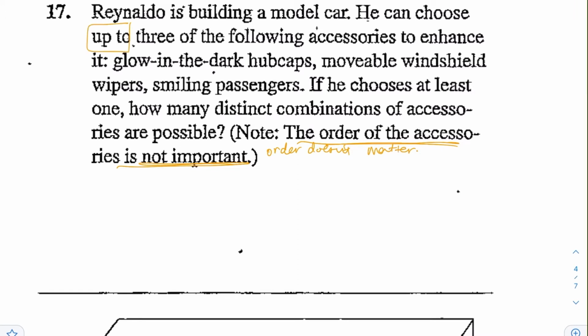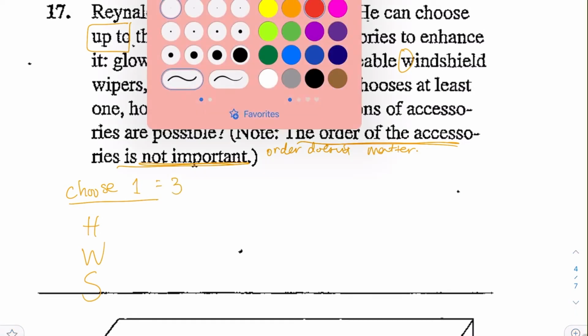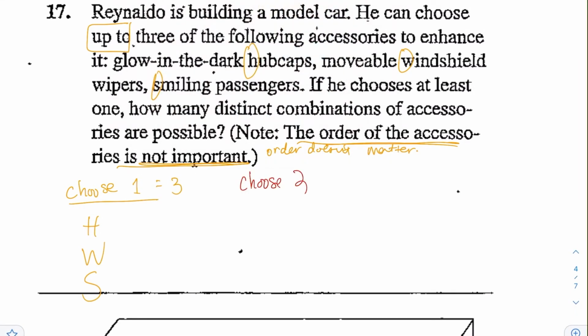Now, the key here is that he can choose up to 3. So if he chooses 1, you can pick either the hubcaps, H, you can pick the windshield wipers, W, or you can pick the smiling passengers, S. So you have 3 choices. Now if you choose 2, then you have to choose a pair. You can have H with W or H with S. Or you can choose W with S. So again, that's also 3 possibilities.